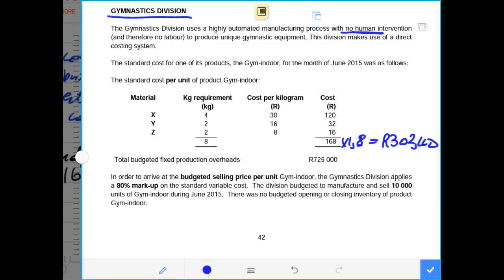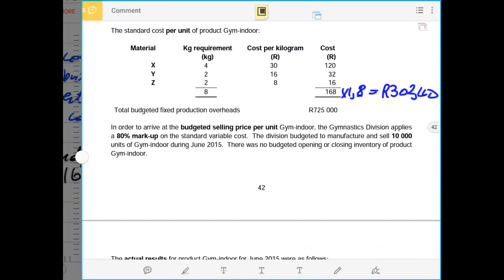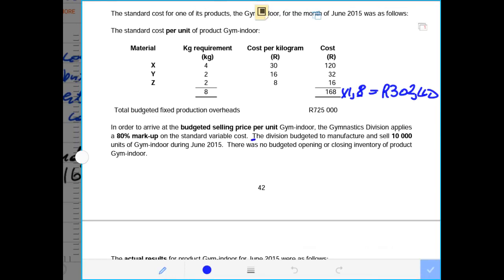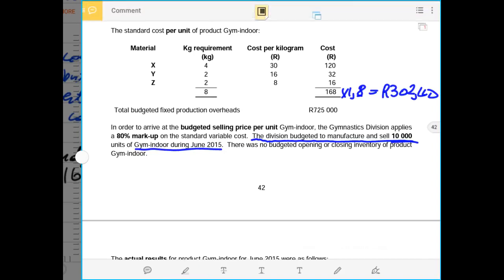Then let me read further to see what else is needed. Then it says that the division budgeted to manufacture and sell 10,000 units of gym indoor during June 2015. So these are the budgeted sales for this company. There was no opening or closing inventory for the indoor, and that is very good information that we need.